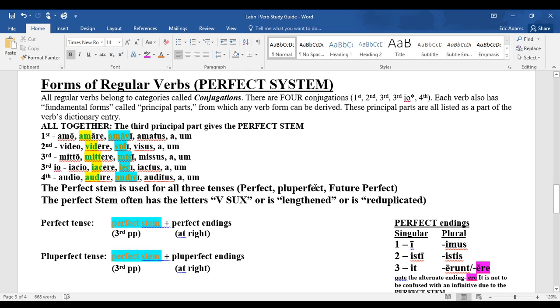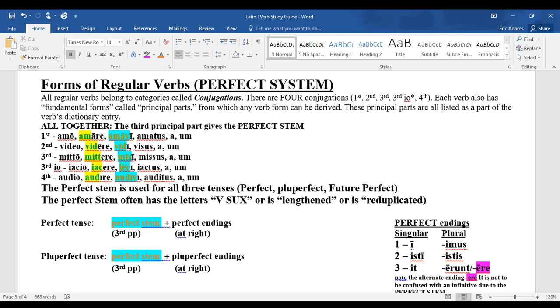All right, this is a quick review of the perfect tense, a part of the perfect system. So far in Latin 1 we only know the perfect tense out of the perfect system. We do not know pluperfect and future perfect, but this particularly will help out with a question on chapter 19 multiple choice because it includes an alternate ending.